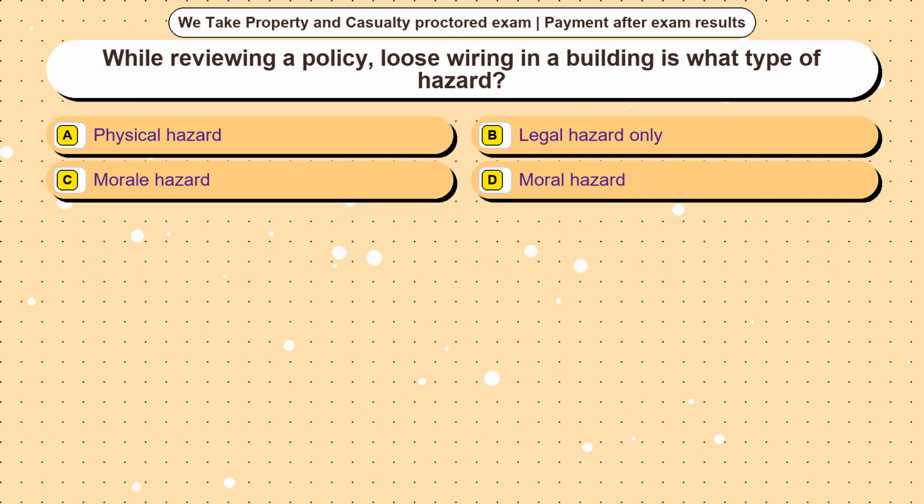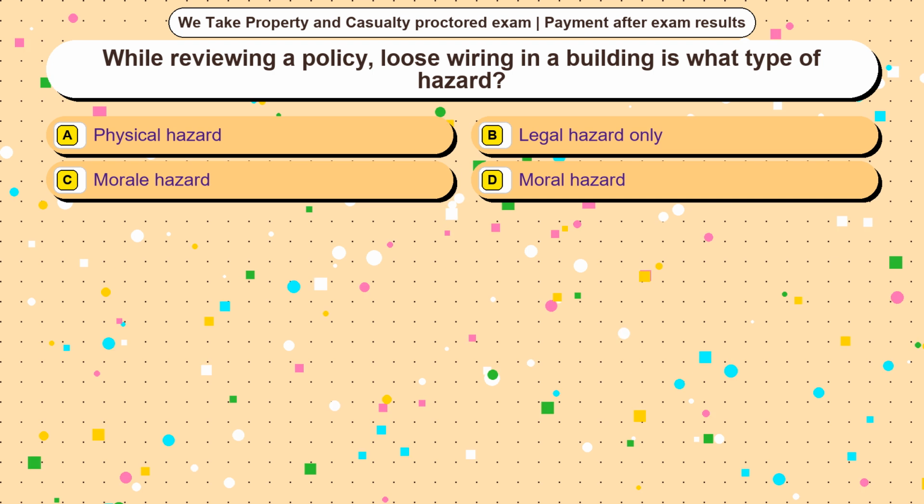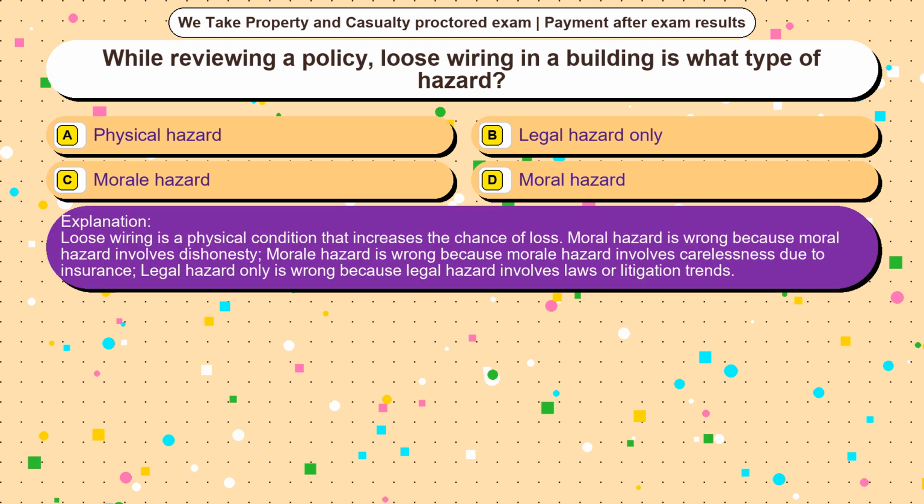Question 15. While reviewing a policy, loose wiring in a building is what type of hazard? Option A, physical hazard. Option B, legal hazard only. Option C, morale hazard. Option D, moral hazard. The correct answer is option A. Loose wiring is a physical condition that increases the chance of loss.